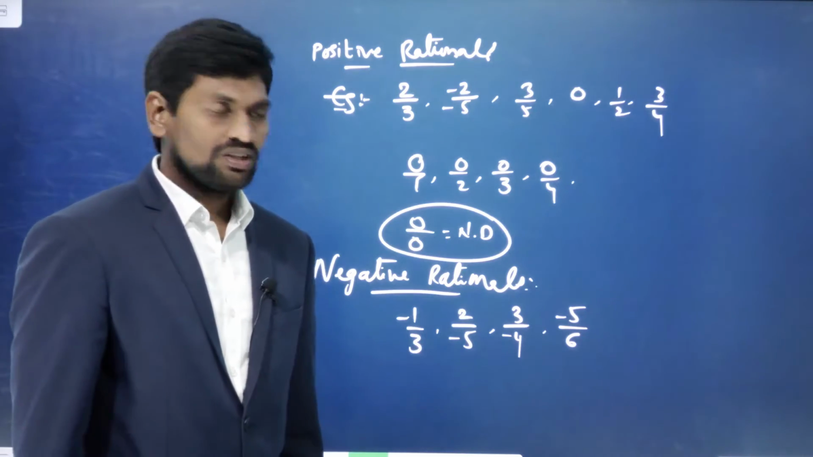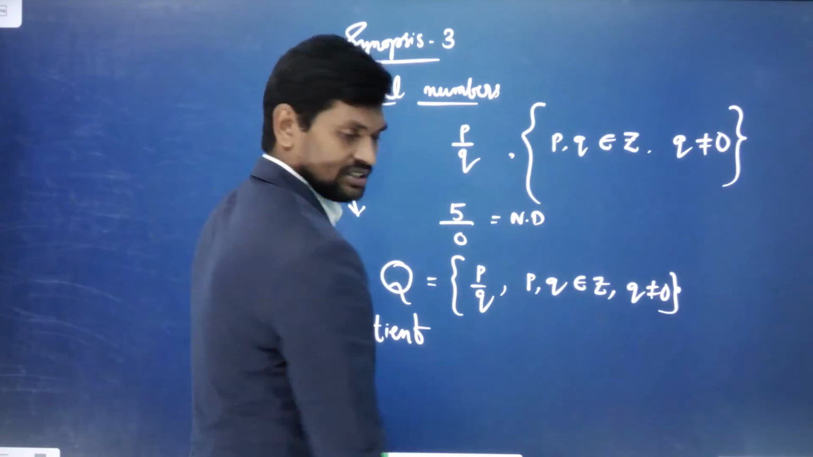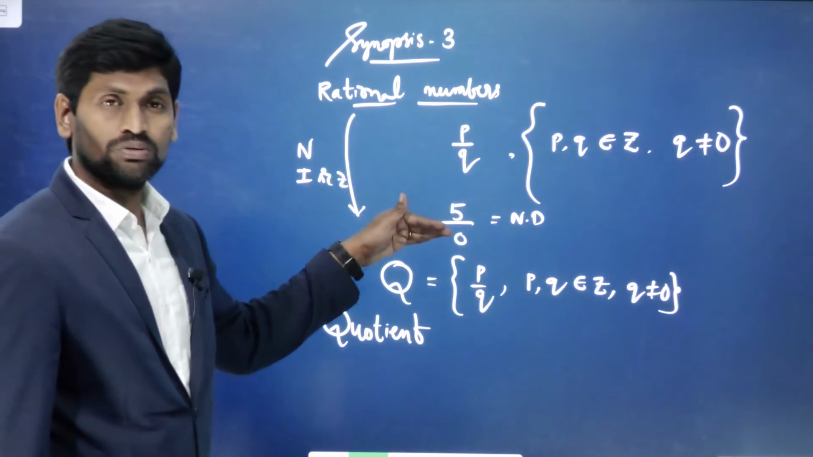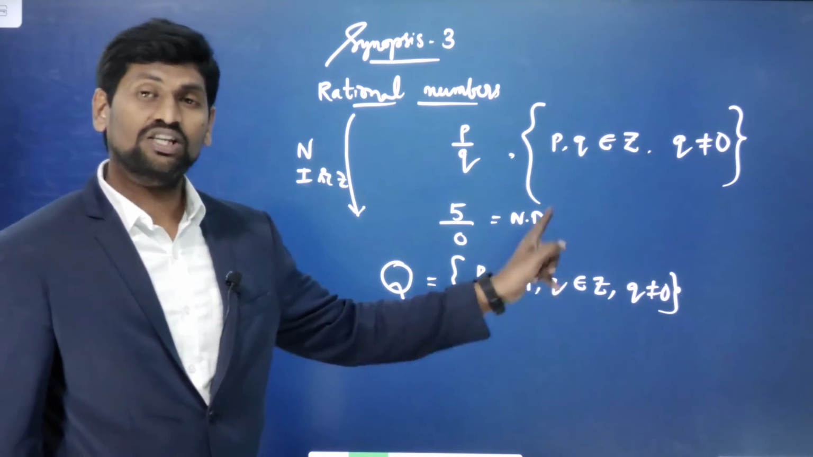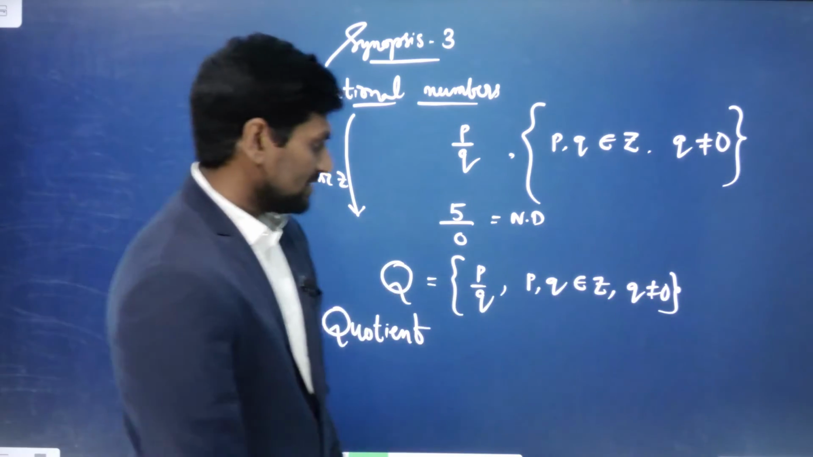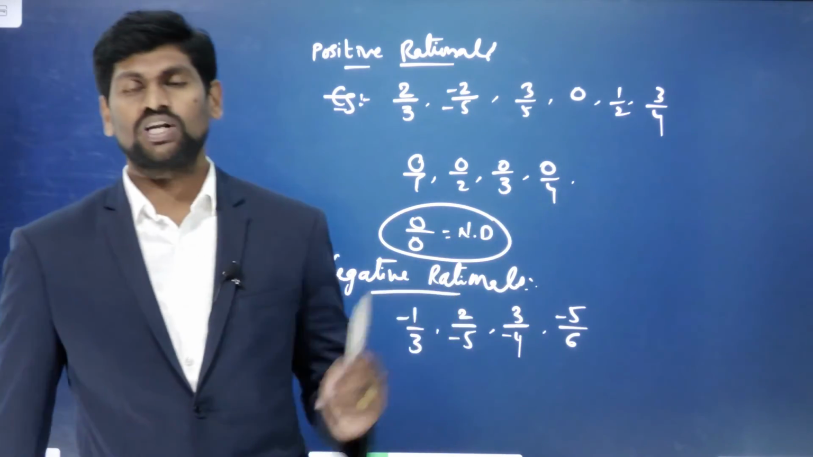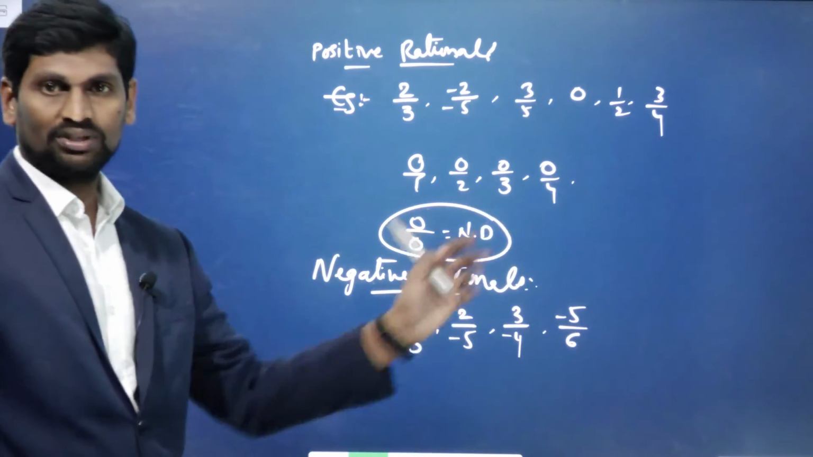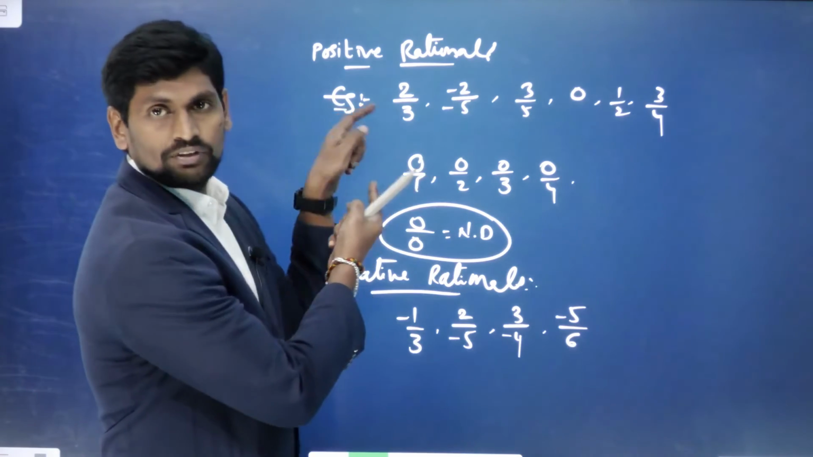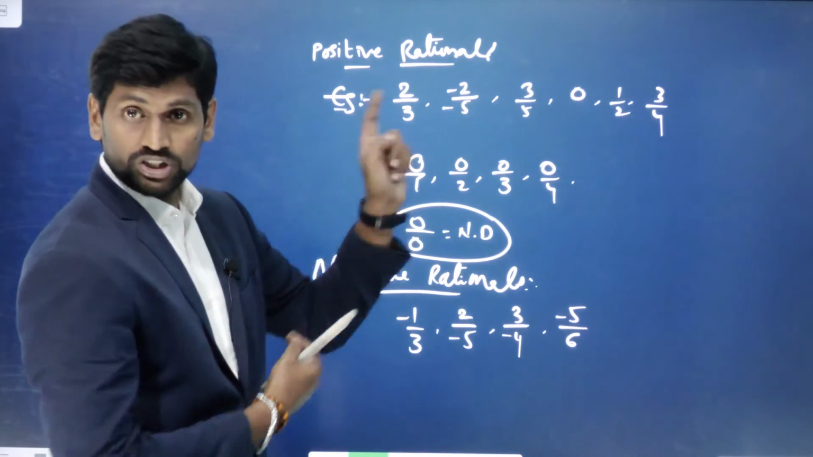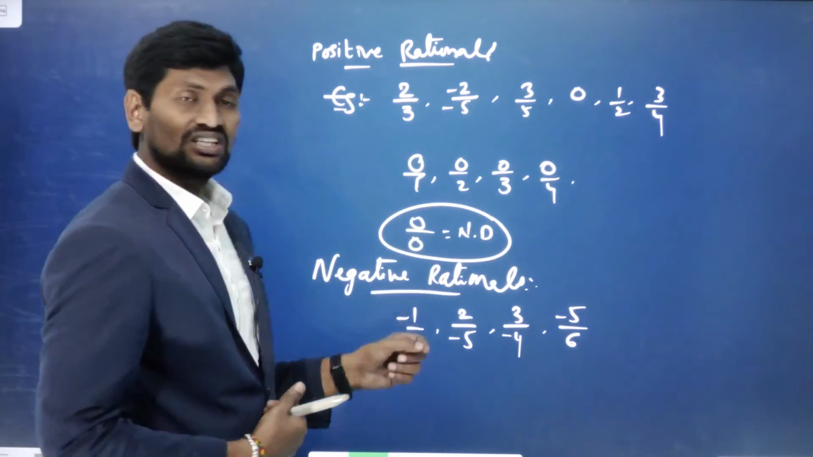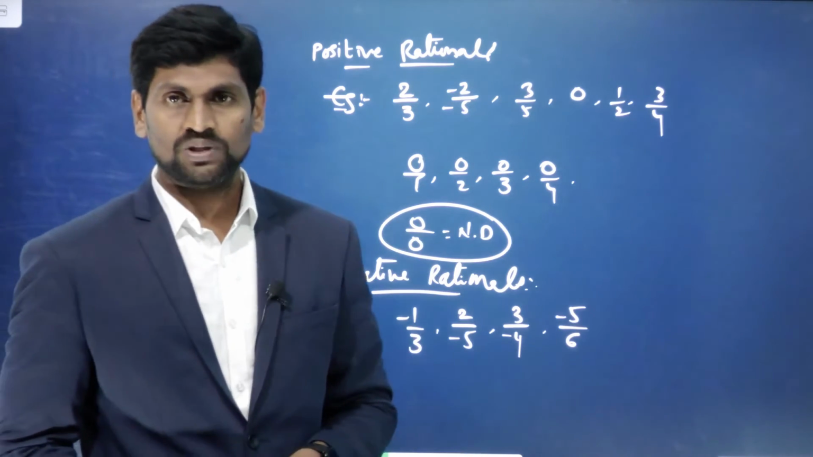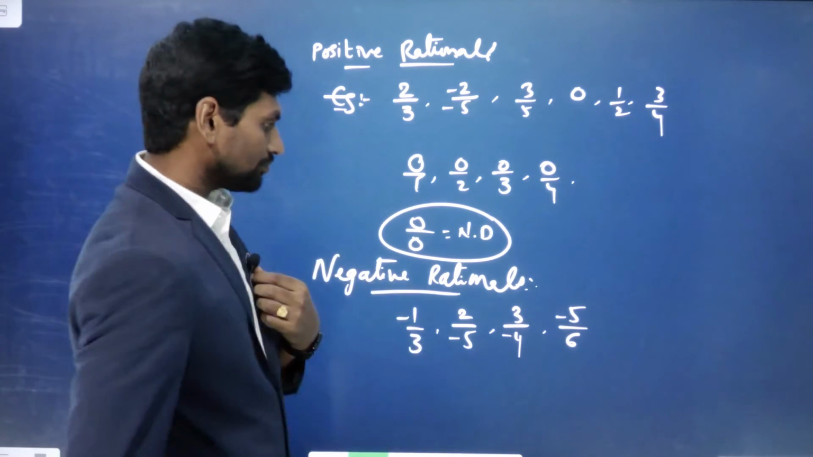Clear? So, rational numbers are nothing but numbers in the form of P by Q. P and Q belong to integers. Q does not equal 0. In the same way, we discussed the positive rational numbers and negative rational numbers. Same sign for both numerator and denominator gives positives. Different sign means negative rational numbers.